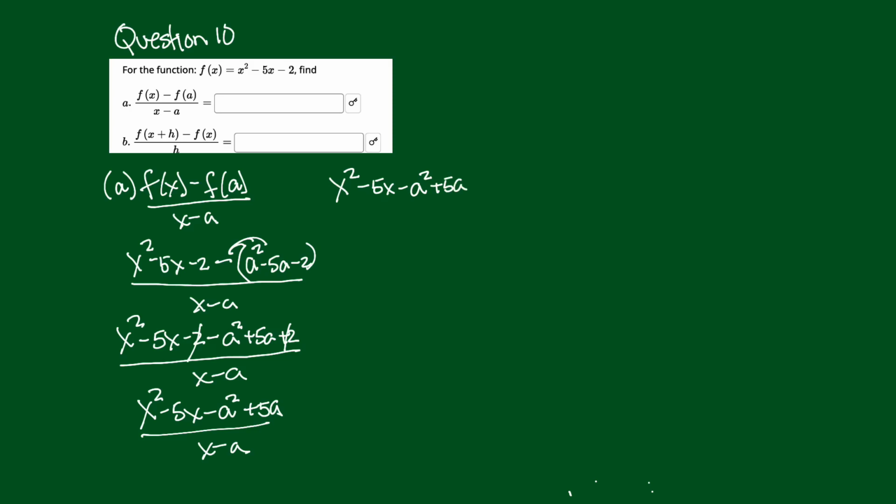Now, here's what I'm going to do. I could group together the first two, and then the second two. But I'm going to do this because I know how these problems work. I'm going to group together the first and the third, the second and the fourth, right? Just group those together. Now, if I do that, what I get here in the first group, I get x squared minus a squared, and then I get minus 5x plus 5a.